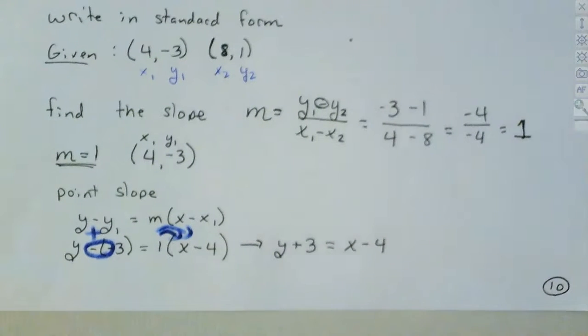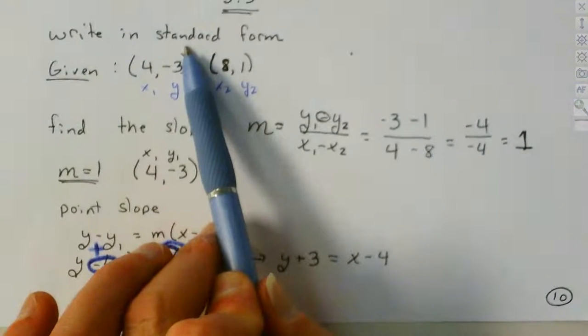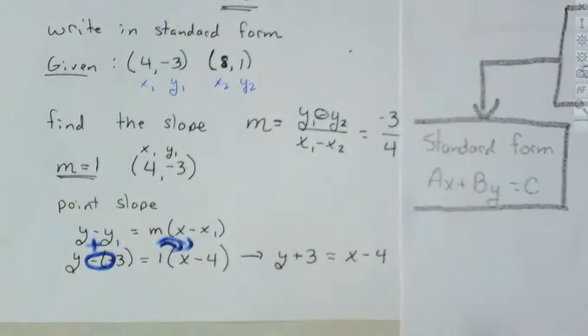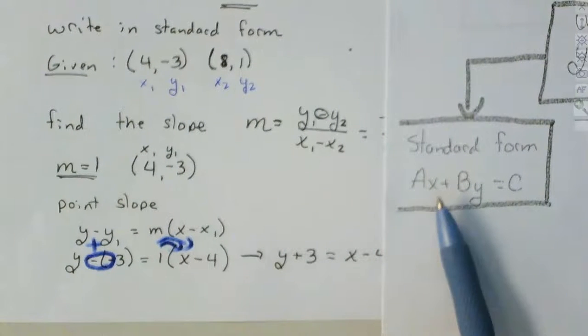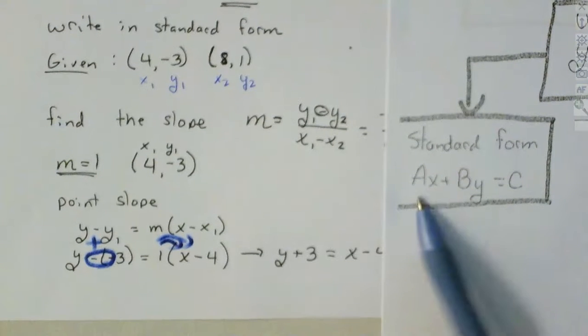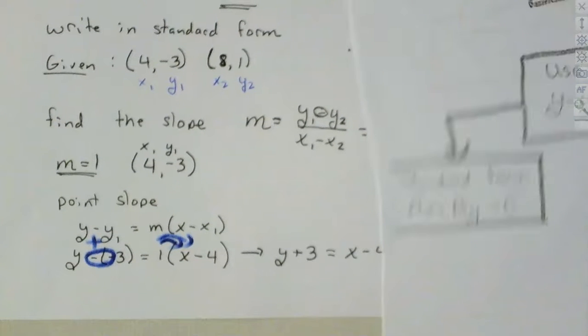Now, which way did we want the line equation written? Well, we want it in what? Standard form. And what does standard form look like? It's right here at the bottom of your flow chart. It looks like that. Okay? So when it looks like this, the x and the y need to be where? On the same side.